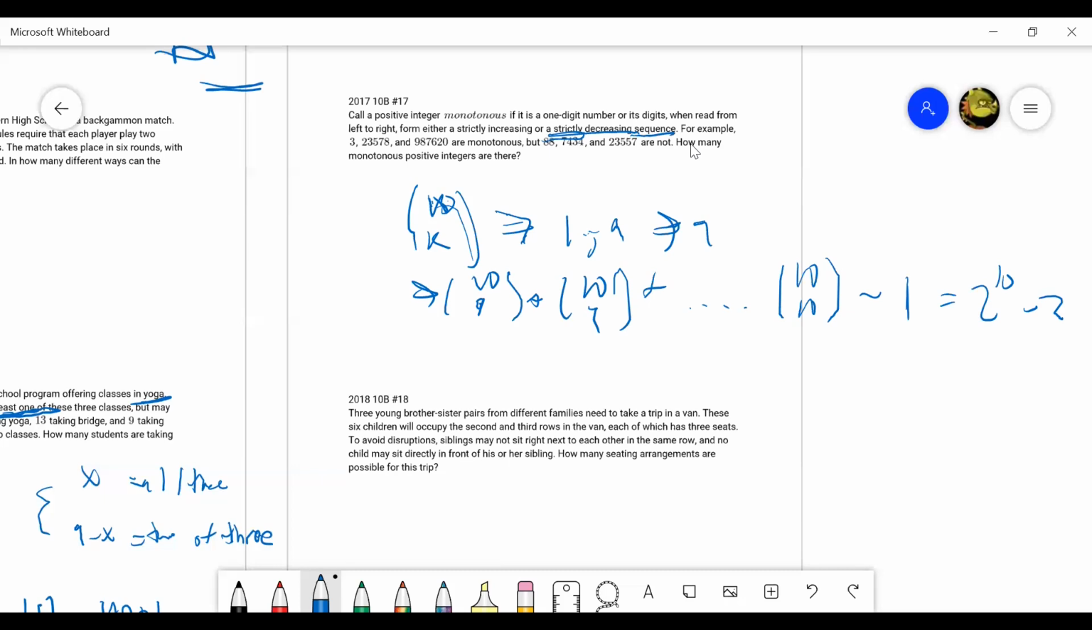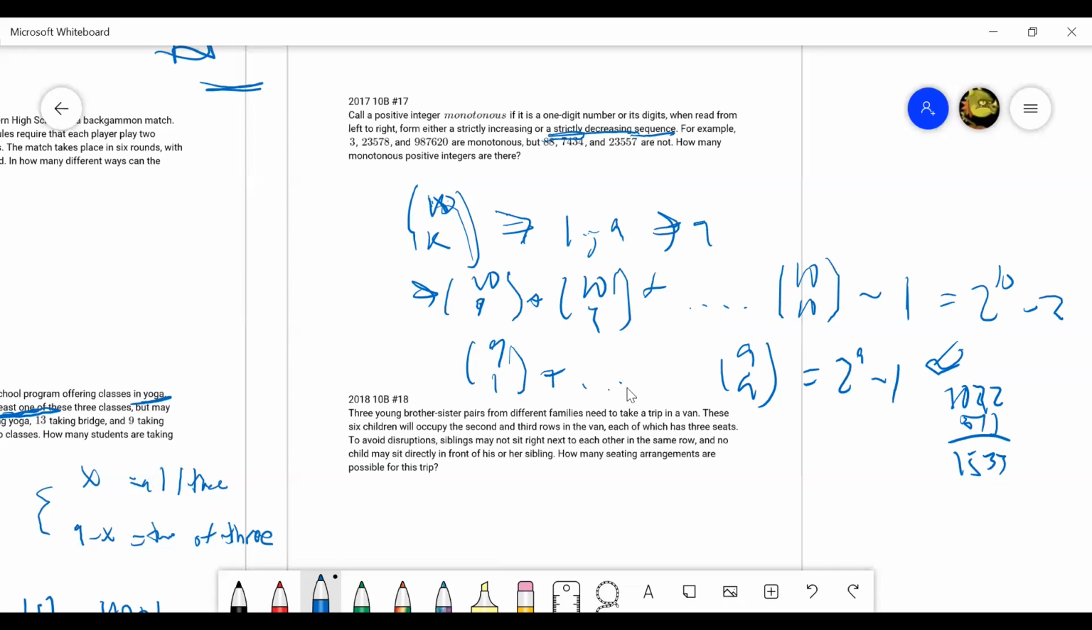And then for a strictly increasing sequence, we can't choose 0 because that would always be a leading 0. So we only actually have 9 digits to choose from. And so this would be 9 choose 1 plus all the way to 9 choose 9. And this is 2 to the 9 minus 1. Note that we don't have the extra subtraction of 1 because 0 isn't a possibility to be chosen, so no one-digit number we're going to get is going to be 0. So then you simply add these, and you get 1,533.